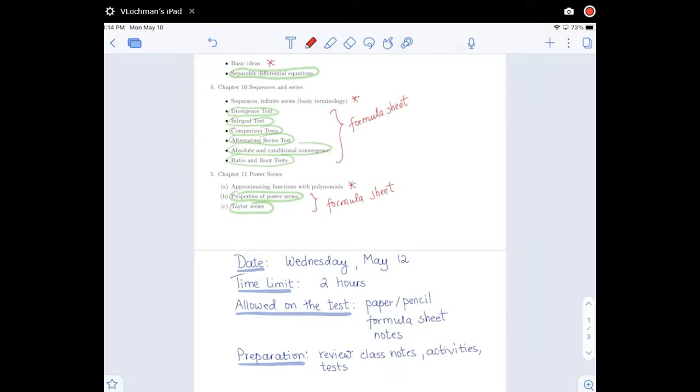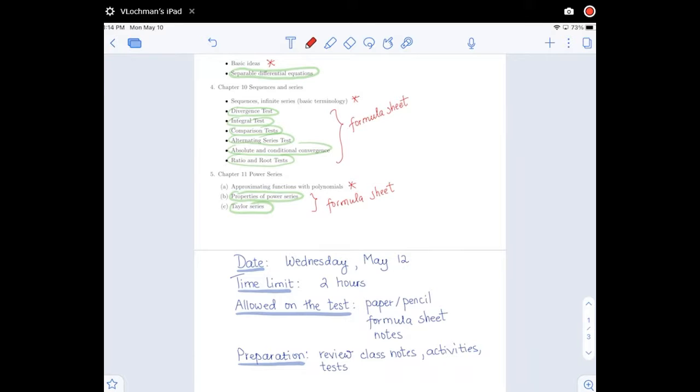Allowed on the test paper: pencil, formula sheet, any notes that we've done in class. That's completely fine. You can have them. Just to give you a quick idea, I don't recycle problems from quizzes or activities. So everything that you will see on the final exam will be new problems. They might be similar to what you've done on activities or maybe at one of the tests, but they're definitely going to be different.